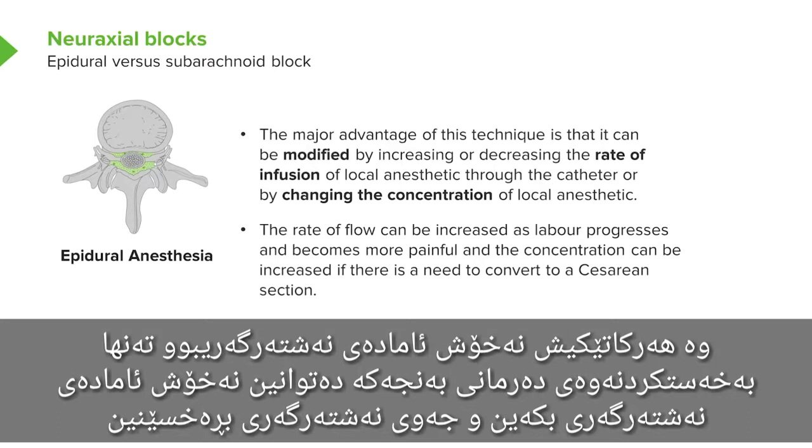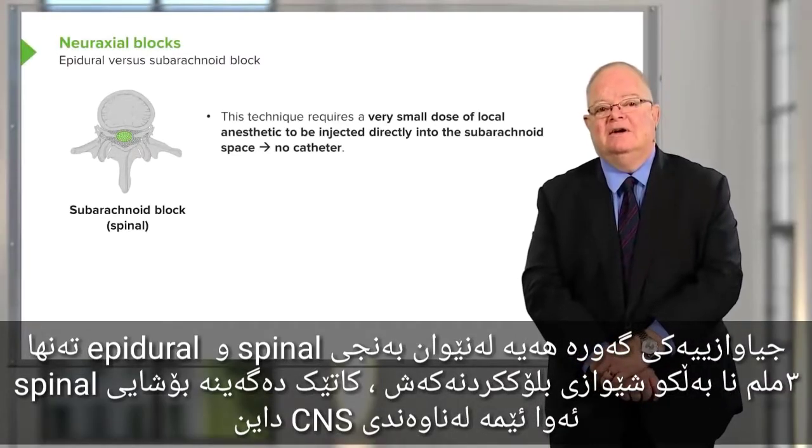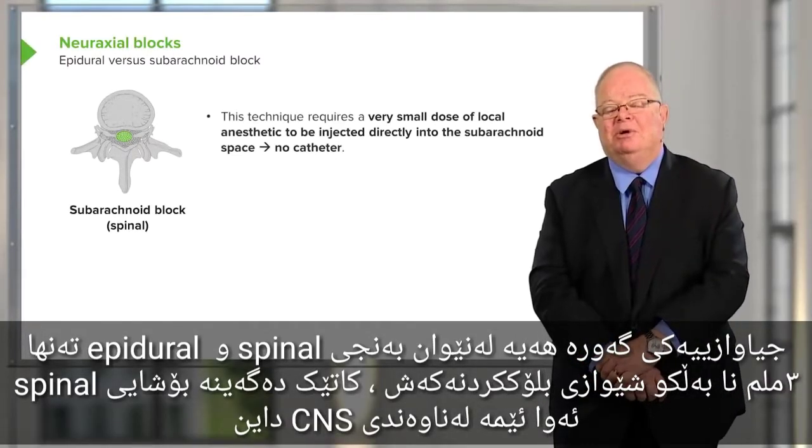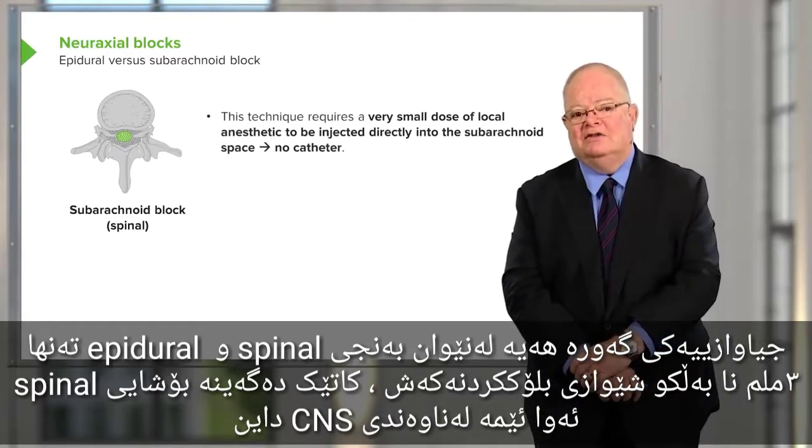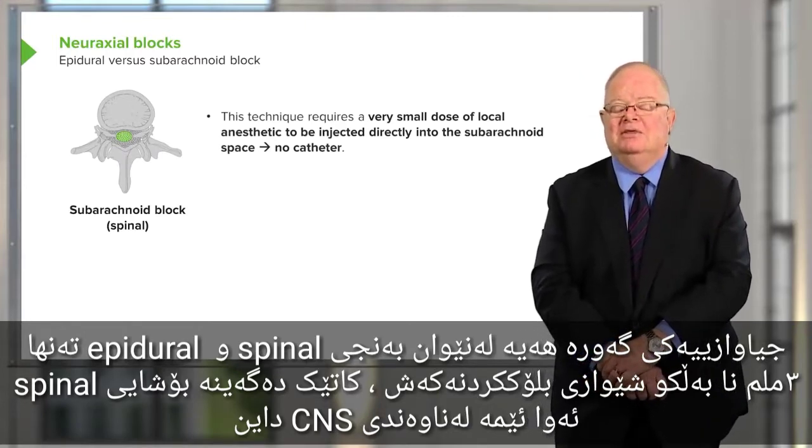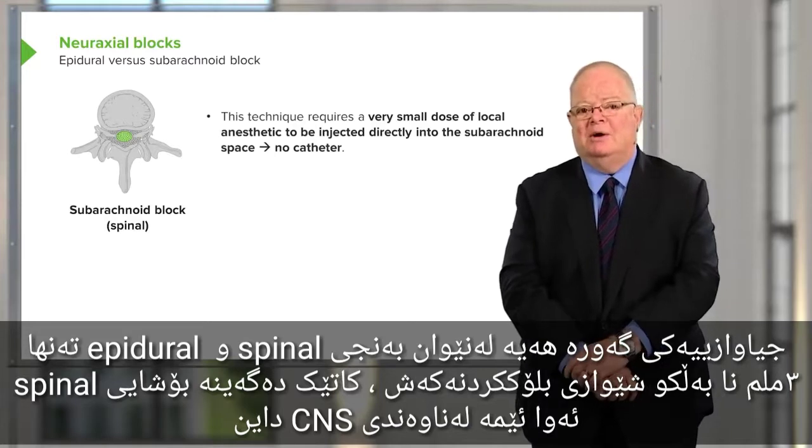You could adjust the rate of flow through the catheter. You can adjust the dose and strength of the local anesthetic that's being used to modify your block to the patient's needs. But the big difference between an epidural and a subarachnoid block, as I said, is 3 millimeters. But the difference in block is quite profound.